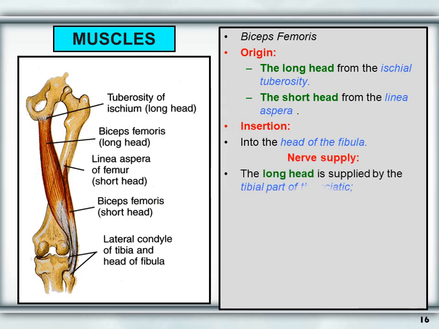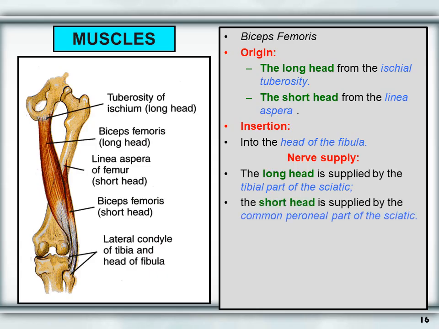Nerve supply of the biceps femoris: the long head is supplied by the tibial part of the sciatic nerve, and the short head is supplied by the common peroneal part of the sciatic nerve.